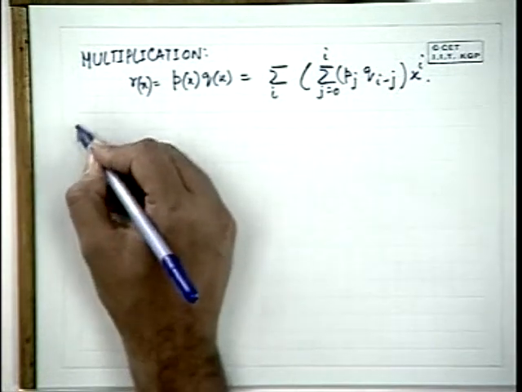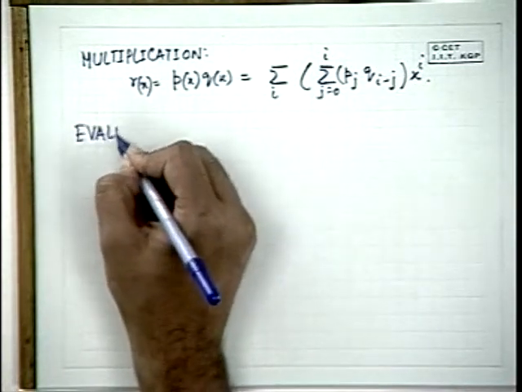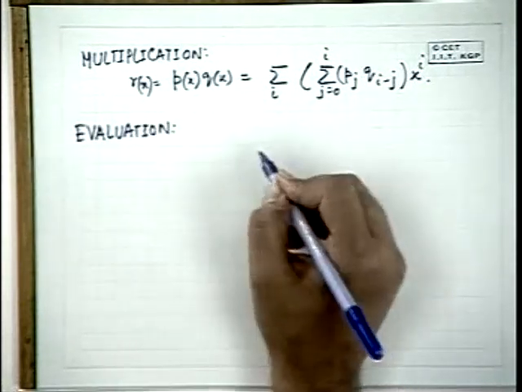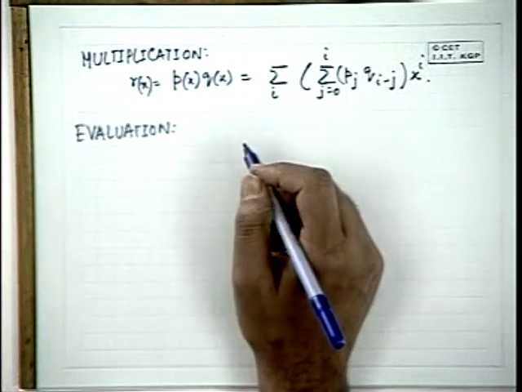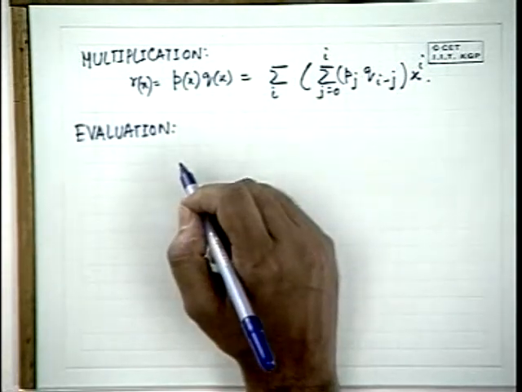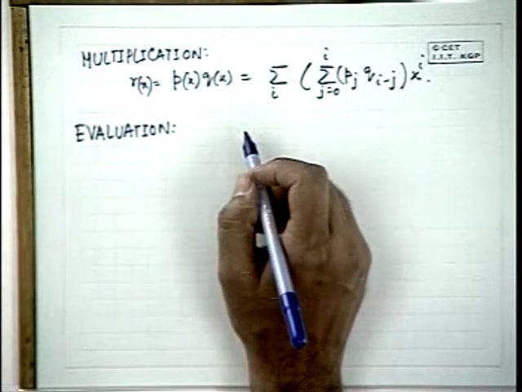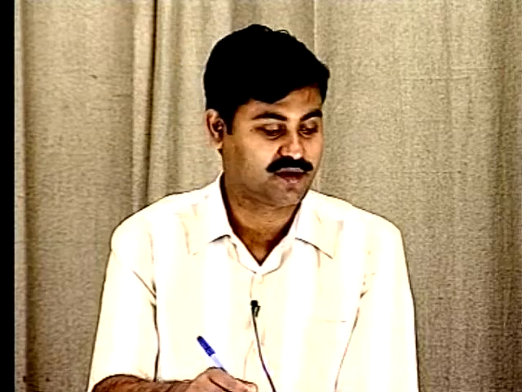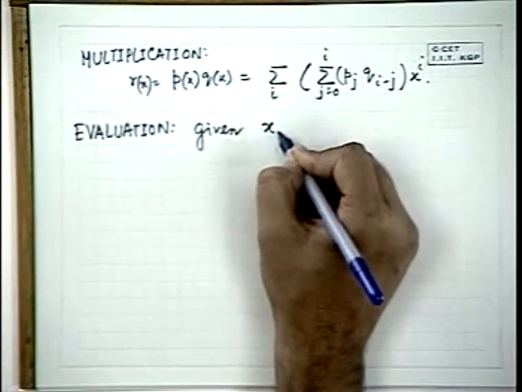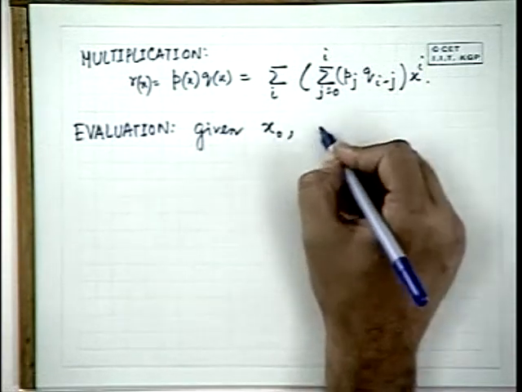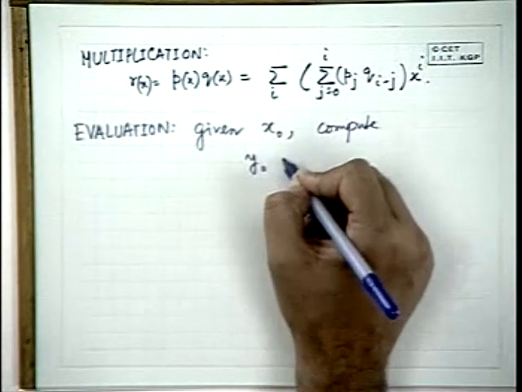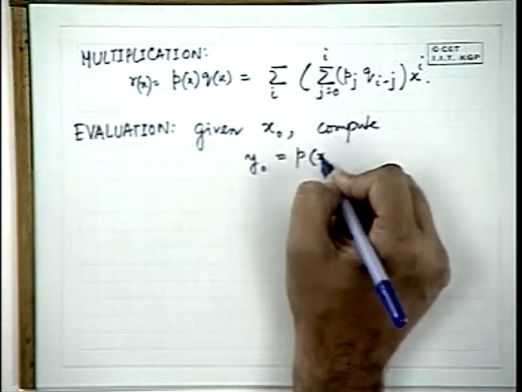Then we have another operation called evaluation. For evaluation, given a polynomial and given a particular point or a value of x, we are trying to evaluate that polynomial at that point. So, given x0, compute in this case y0 equal to P(x0).